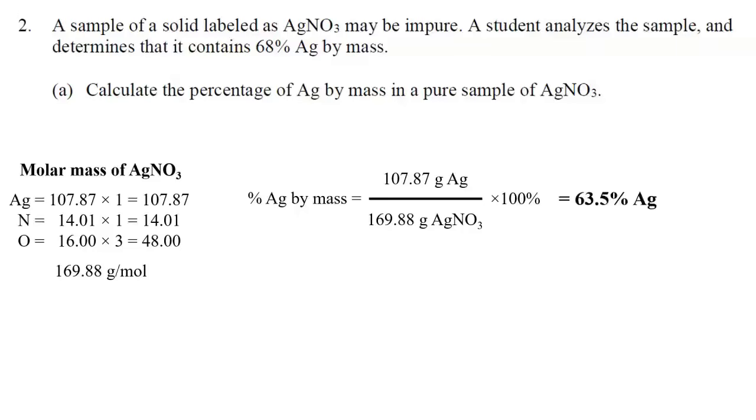All right, before you move on to part B, let's take a moment and process. Now that we know the percentage of silver in a pure sample of silver nitrate, we go back and look at what it said in the question, that the solid that was analyzed by the student was 68% silver by mass, not 63.5. So we already know that this sample of silver nitrate is not pure, that it contains some other substance. So we're talking about a mixture.